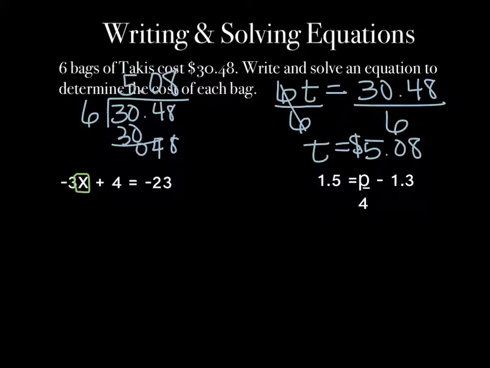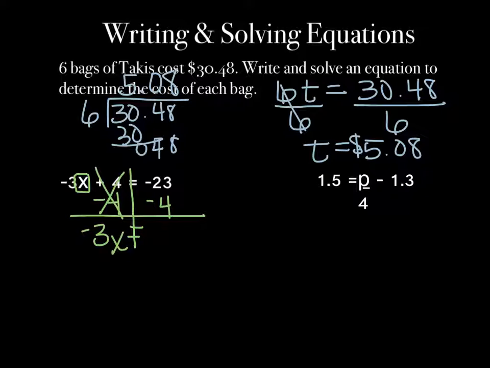Remember, you have to get rid of numbers least attached to the variable. So first I want to get rid of 4. Since I'm adding 4, I need to do the opposite on both sides. So I'm going to subtract 4. This one cancels out, and I still have negative 3x. And you can draw that line down the center if it helps. All it does is mean the equal sign.